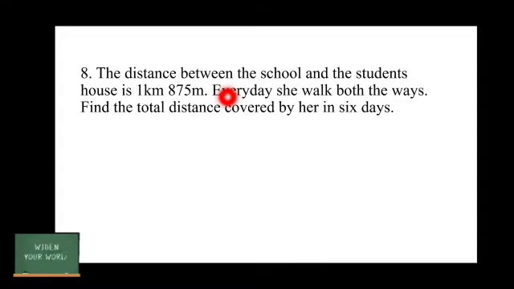The distance between the school and the student's house is 1 kilometer 875 meter. Every day she walked both ways. Find the total distance covered by her in 6 days. Here, the student travels from school to house and house to school, the same distance. First, we have to find out the total distance covered by her in a single day. Then it will be easier for us to find out the distance she covers in 6 days. Now let's solve the problem.